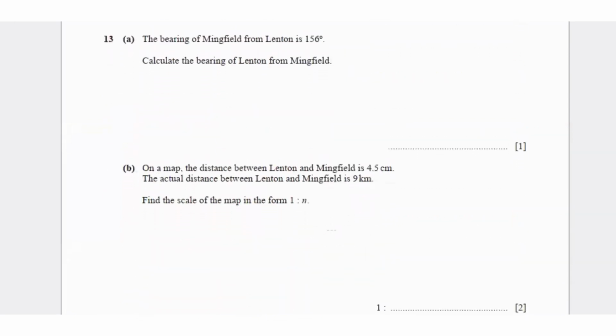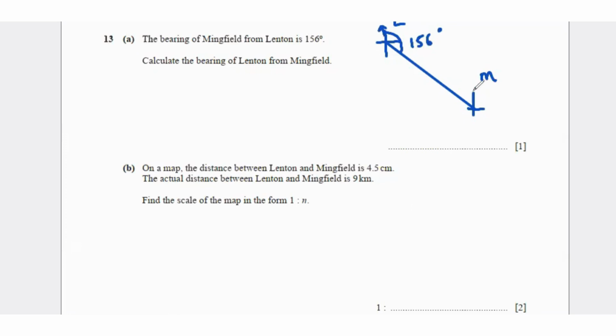Question 13 says that the bearing of Ming field from Lenton is 156 degrees. Calculate the bearing of Lenton from Ming field. The bearing of Ming field from Lenton. Let me just actually take a... This is Lenton. This is Ming field. This is 156 degrees.